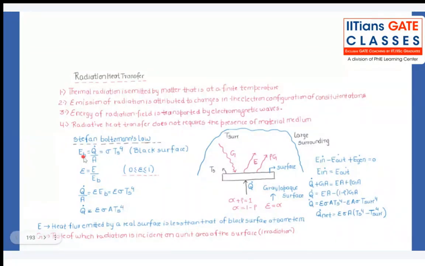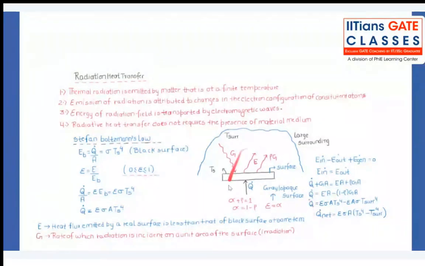As I told you, a black body is an idealized concept, or you can think of it as a benchmark surface. If you want to calculate how much actual bodies are emitting radiation, the ratio of how much the actual body emits compared to the black body is called emissivity. So for an actual body, it is epsilon times E_b, or epsilon times sigma times TS to the power 4. So Q will be epsilon times sigma TS to the power 4. This is the radiation which the body is emitting.